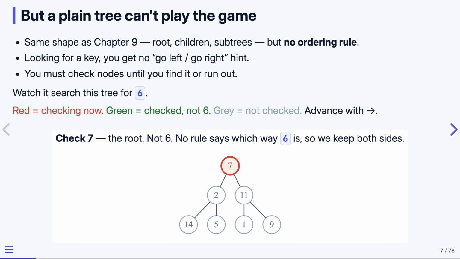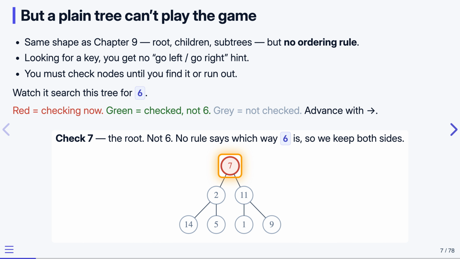Chapter 9's binary tree has the shape, a root, children, and subtrees, but it has no rule about which values sit where. So when you look for a key, you get no hint to go left or go right. You must check nodes one by one until you find it or run out. Watch it search this tree for 6. We check the root, which is 7. That is not 6. No rule tells us which way 6 would be, so we cannot throw away either side.